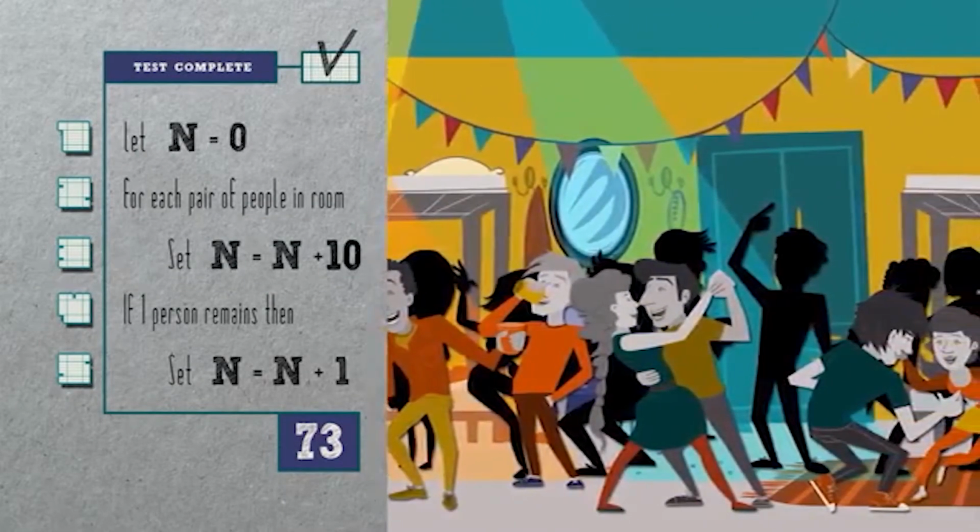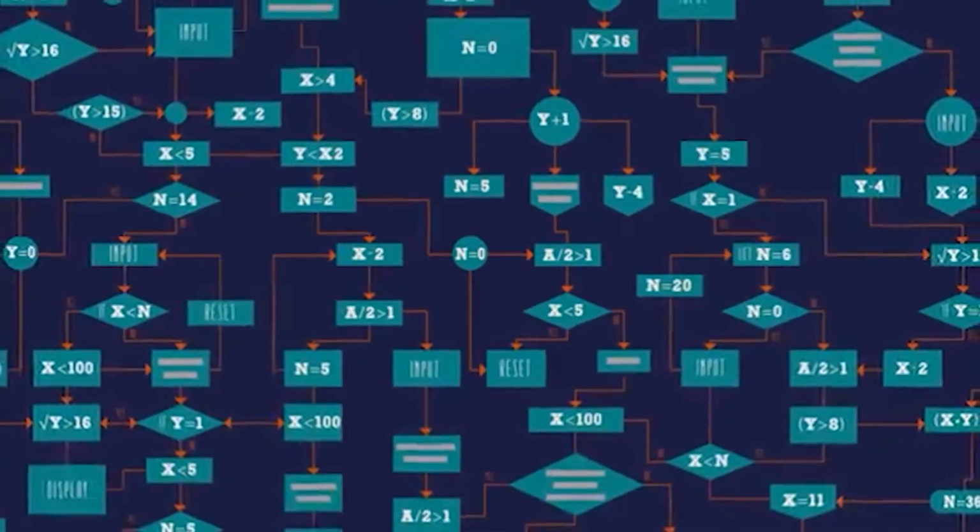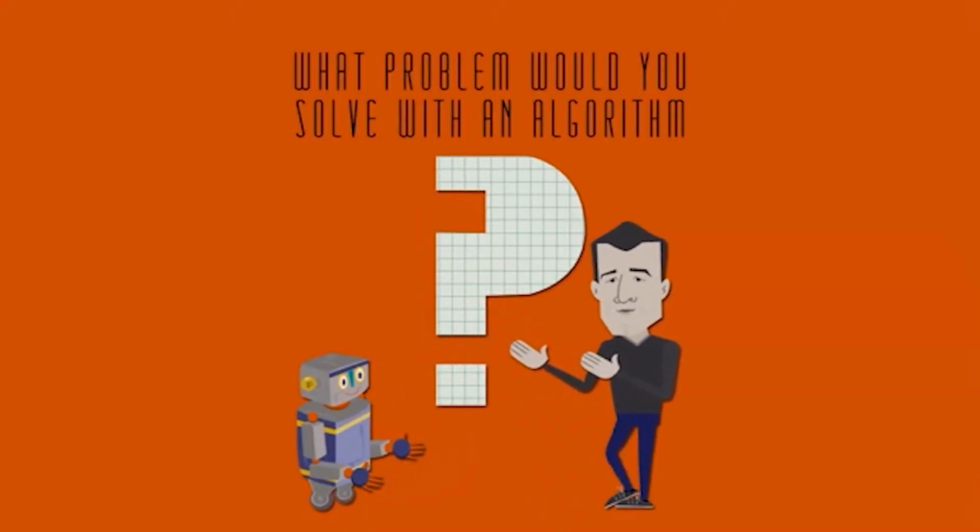At the end of the day, whether executed by computers or humans, algorithms are just a set of instructions with which to solve problems. These were just 3. What problem would you solve with an algorithm?